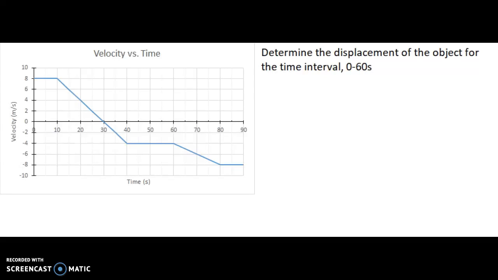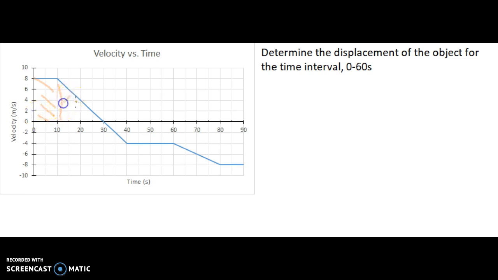Example, we're looking at a velocity versus time graph, and we're trying to find the displacement for the object from the time interval 0 seconds to 60 seconds. Since we're on a velocity versus time graph, we're looking to find the displacement, so we're looking for the area between the function and the time axis. So we're going to highlight here those areas on the graph.